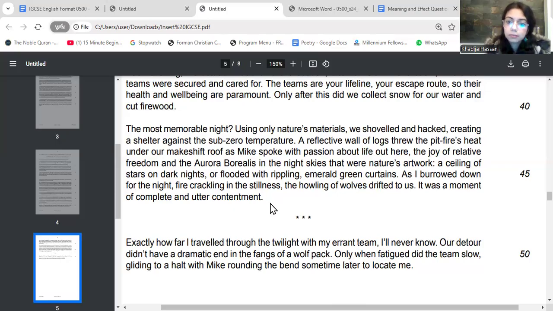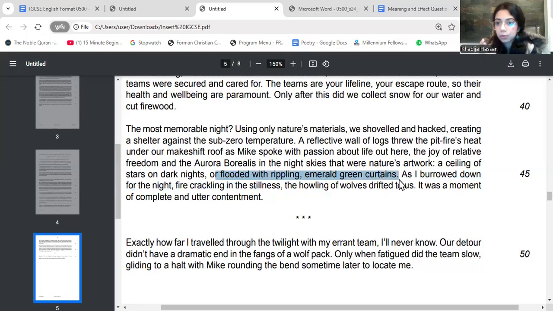So you guys can already probably see a lot of possible phrases here. And there are many, many more than three, by the way, right? That's a good thing. But you have to pick out the ones that you can write the most excellent explicit and implicit meanings for, as well as explain the use of imagery for, right? So the ones I picked out were shoveled and hacked. Another one I picked out was nature's artwork, again, a visual image. And then the third one I picked out was flooded with rippling emerald green curtains.